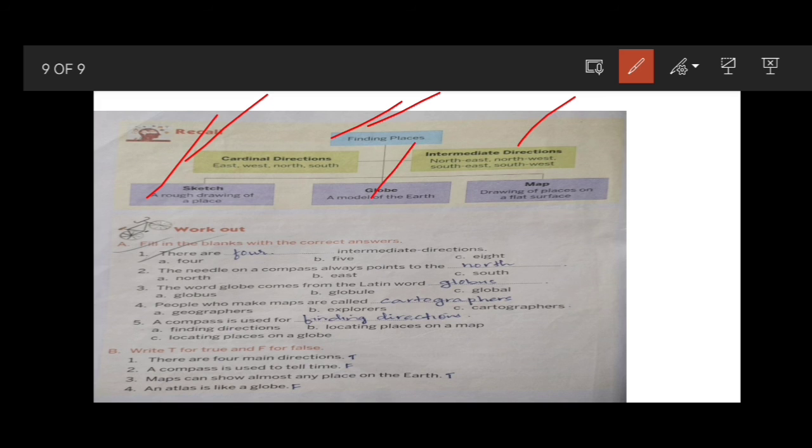And what do you mean by globe? A globe is a model of the earth. We can find oceans and continents on a globe. Map. What do you mean by map? A map is a drawing of places on a flat surface. On a flat surface, we can find various parts or the entire parts of the earth.